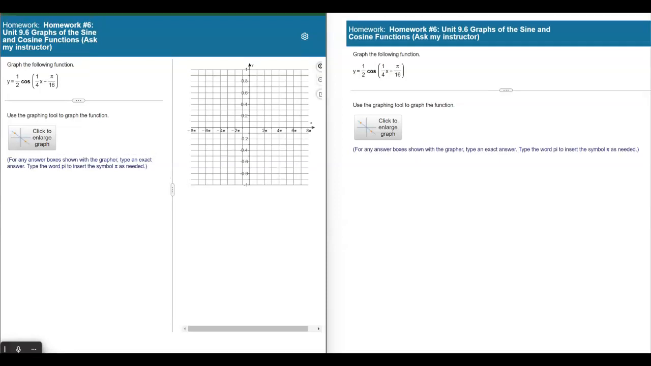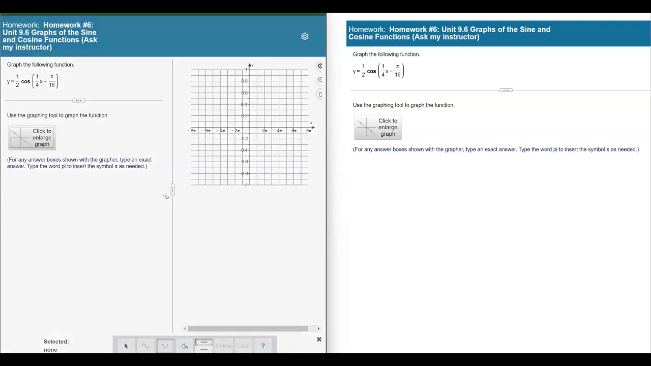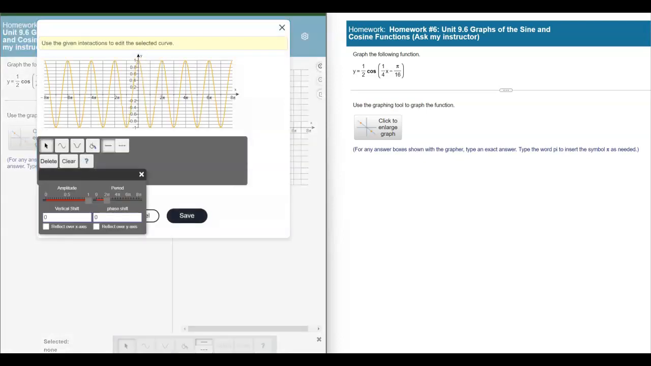I'm going to make a short video showing how to use this graphing tool to actually graph these functions. So a couple of things I want to notice. Here, I'll click on this tool here. They want me to choose between a sine tool or a cosine tool. I'm going to pick the cosine tool, and I'm just going to click Save. Oh wait, I have to actually click something. So I'll click the cosine tool, and I'll click one area in the graph.